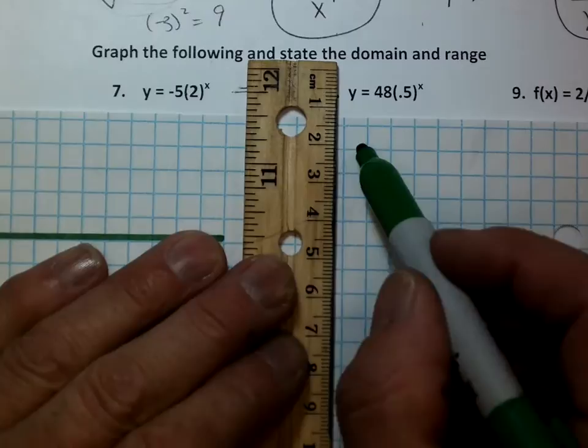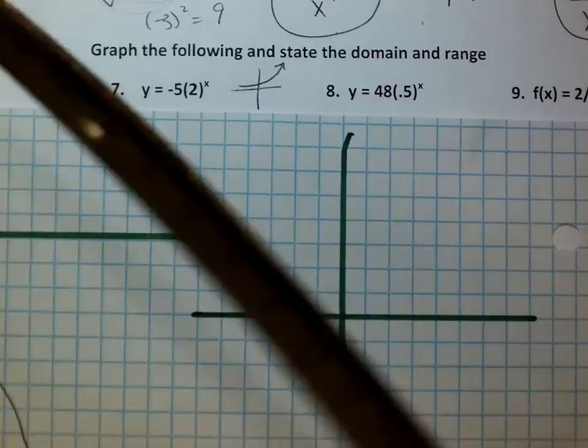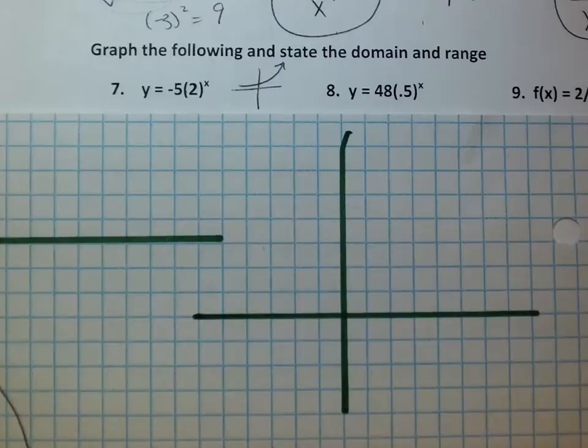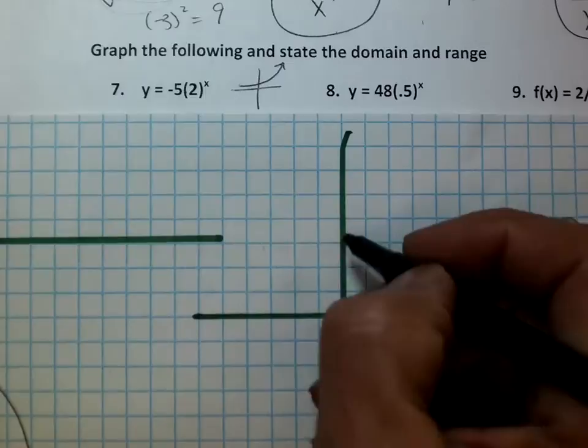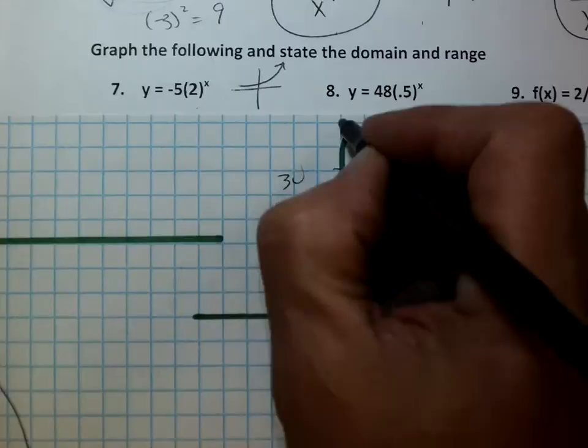0.5 is the same thing as 1/2. So what we're going to do is get half of something. So half of 48 is 24, 12, 6, 3. So again, I don't need a perfect graph, but let's make this 10, 20, 30, 40. So 48, let's just imagine it's way up here.